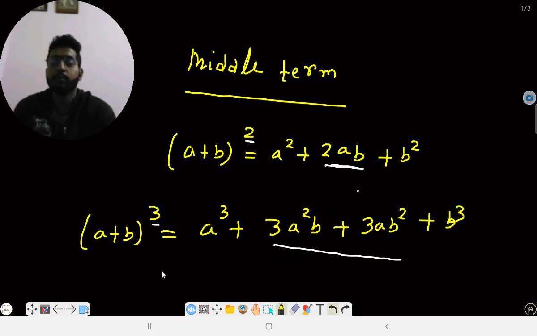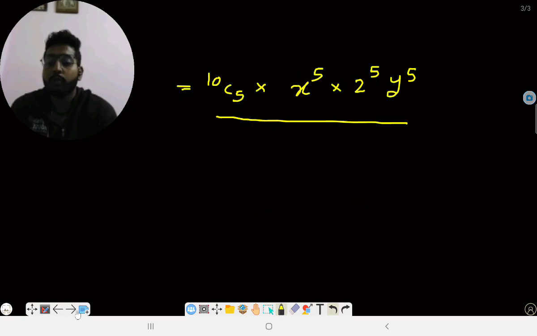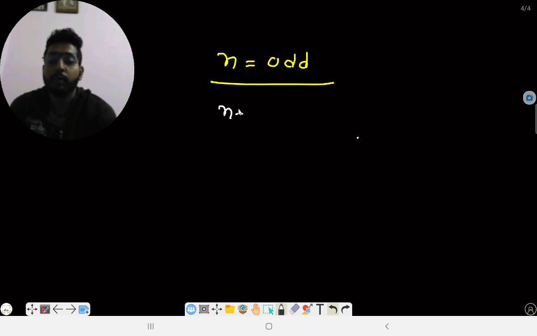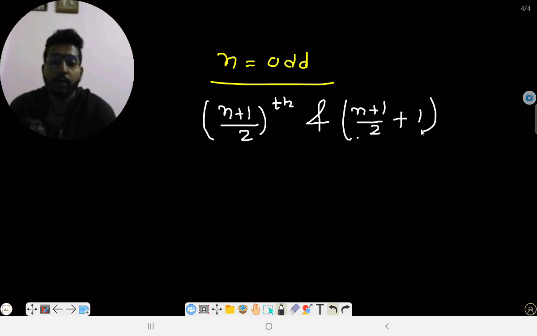Now if you see, now the power is odd, so we can see there are two middle terms. So what will be the formula for n odd? Now whenever n is odd, the formula will be like this. There will be two middle terms. The first one will be the ((n plus 1) by 2)th term, and the second one will be the ((n plus 1) by 2 plus 1)th term. So those will be the two middle terms.